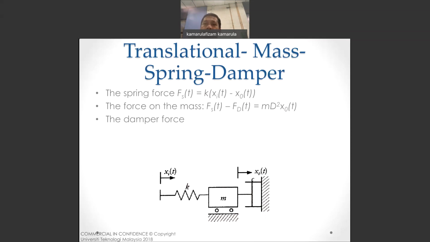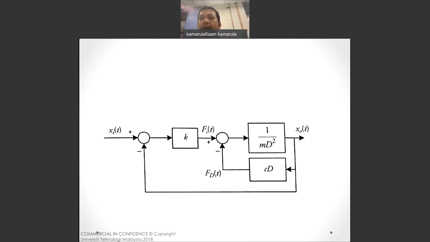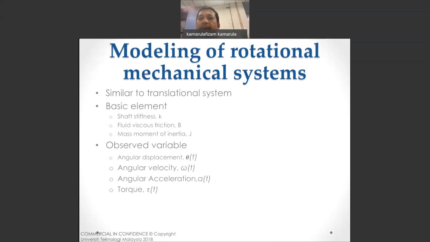Now we are looking at mass, spring and damper, in which you have three elements together in one system. So you have the spring force, you have the force on the mass, as well as the damper force. So you have all these three formulas. Then you combine all these three. Basically, you can try yourself. You will finally have to construct something like this, that is having three elements of mass, spring, and damper. So you can sort this thing out yourself.